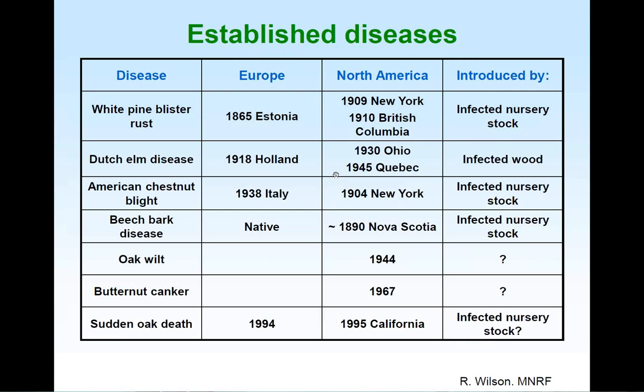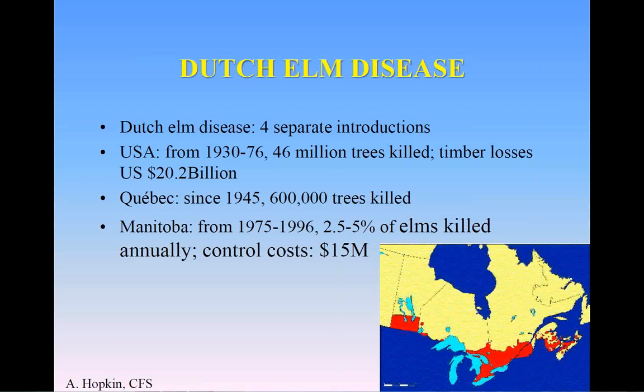Diseases have been around for a long time: white pine blister rust, Dutch elm disease, chestnut blight, beech bark disease. It arrived in 1890 in Nova Scotia, and made it to Ontario, where it was discovered in the 1990s. Oak wilt in the U.S., 1944, butternut canker. These things have been around for a long time, so a lot of them aren't new. Dutch elm disease, for example, has some data going back a few years, but lots of trees have been killed and millions of dollars have been spent in trying to manage elms in Canada to reduce the impact and maintain elm on the landscape.